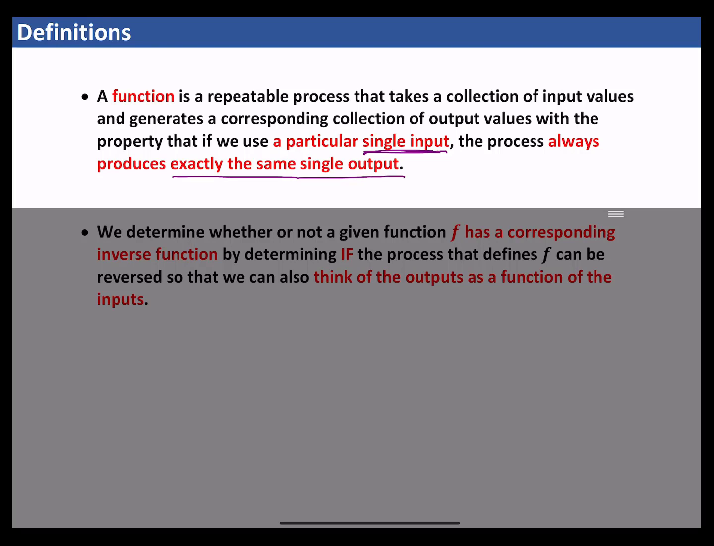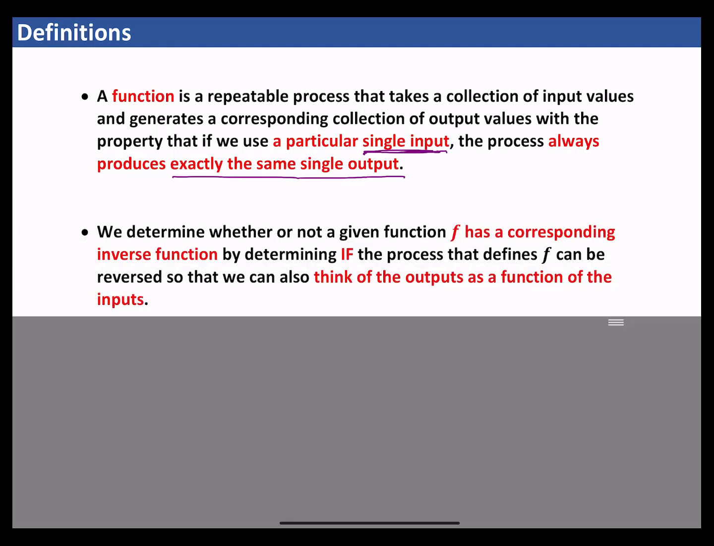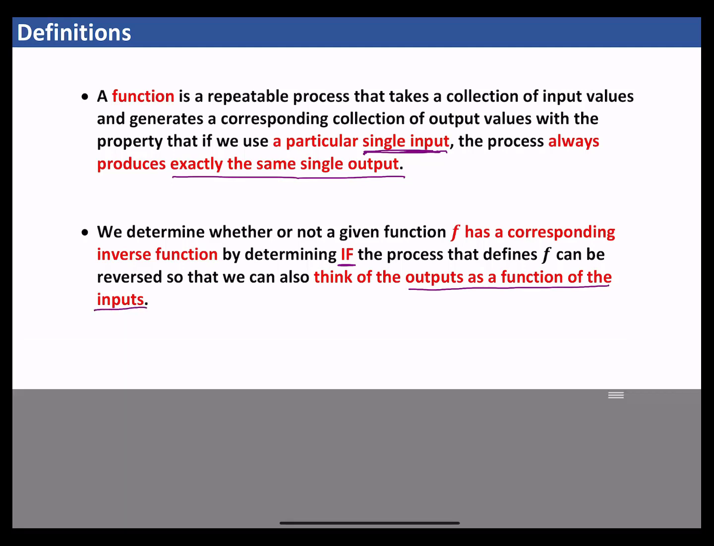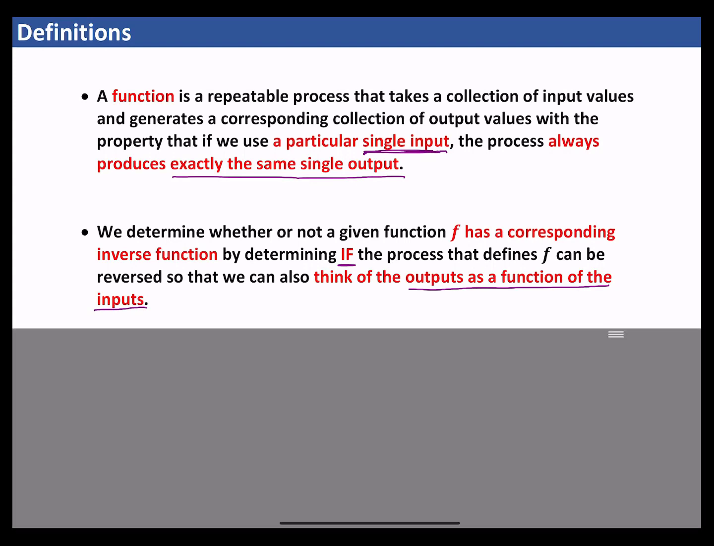And we can determine whether or not a given function f has a corresponding inverse function by determining if the process that defines f can be reversed, so that we can also think of the outputs as a function of the inputs. In other words, f is a function if every input is paired with exactly one output, and the function f has an inverse if every output is paired with exactly one input.